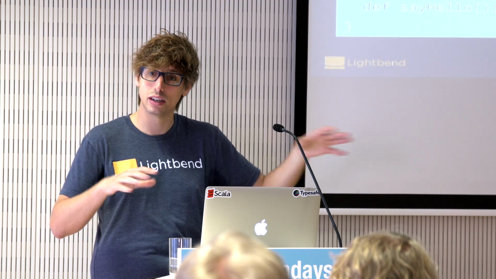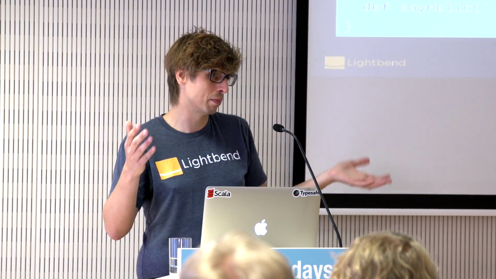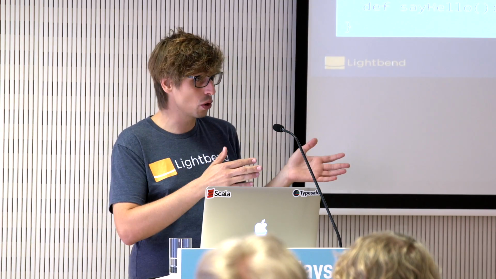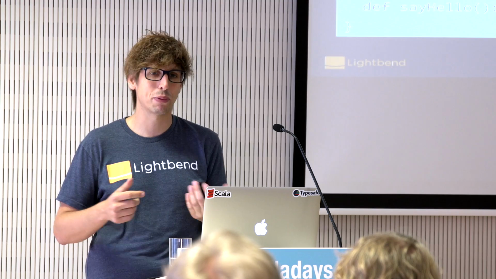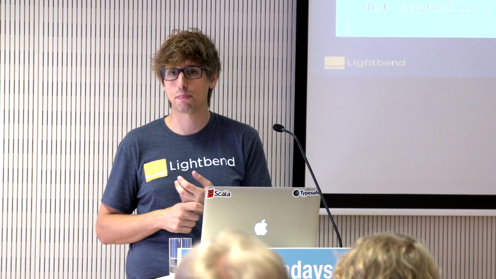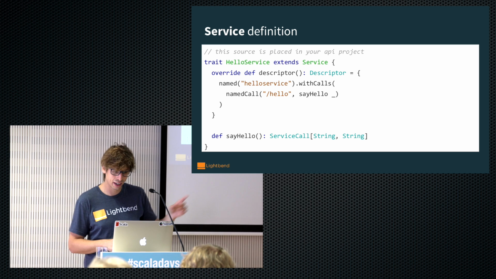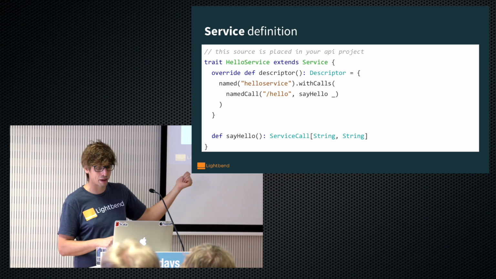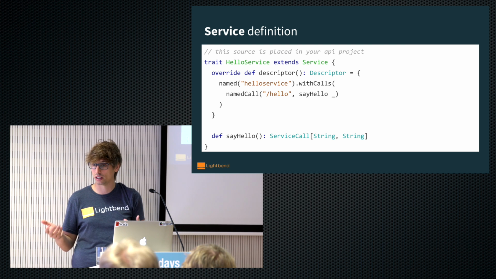Then I'll show you something different. It will get clear as we get through the talk. But at the moment, namedCall just means that I want to expose a static path. That path is hello. And then on the right-hand side, the second argument, I'm passing the method. So if you're familiar with Play, it could be your action method that you want to execute when that static path is being called. So just a small syntactic thing, the underscore after the sayHello method call is needed because you want to lift the method into a function object. That's why it's there.